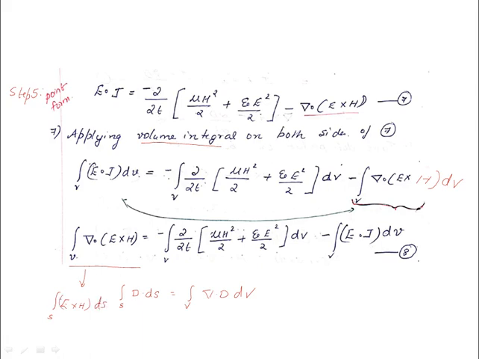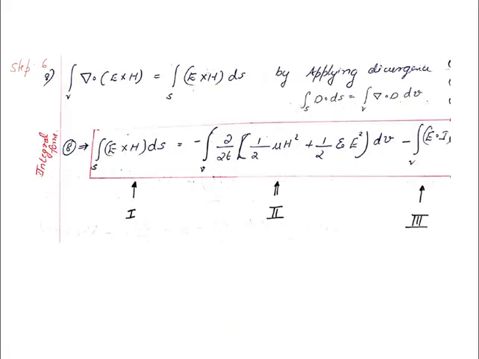See, volume is converted into surface. Volume is converted into surface using this particular identity. This is divergence theorem we have studied in module 1. So volume integral del dot E cross H is converted into surface integral E cross H ds. So instead of this del dot E cross H, we can write surface integral of E cross H ds equal to minus of volume integral del by del t of 1 by 2 mu H square plus 1 by 2 epsilon E square dv minus volume integral of E dot J into dv. This is the final equation.